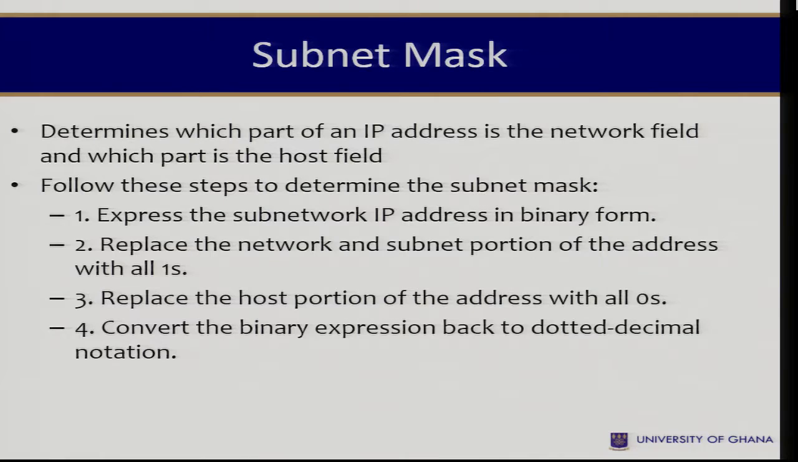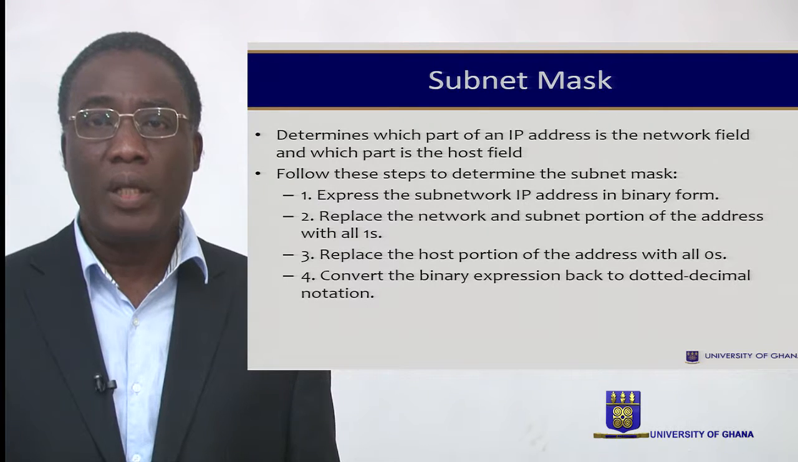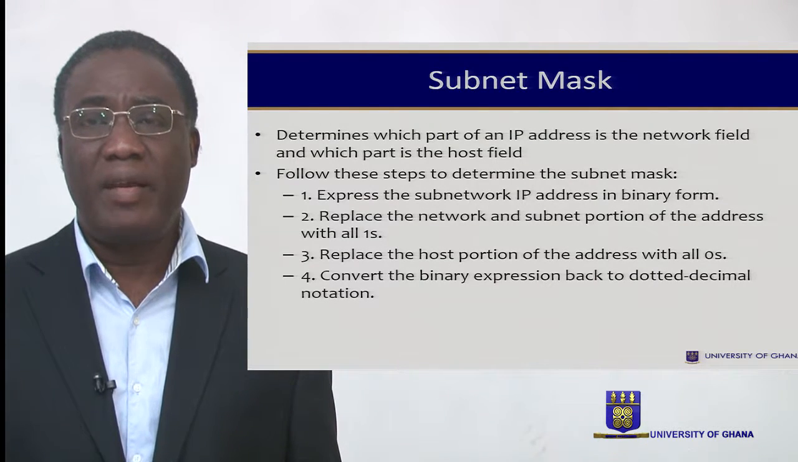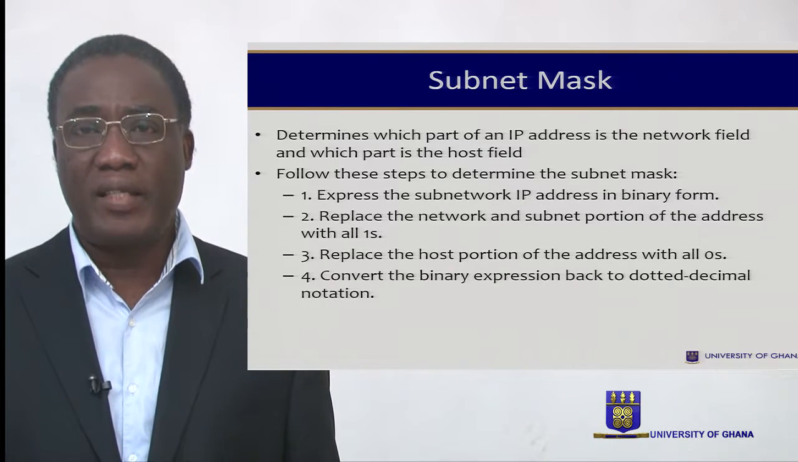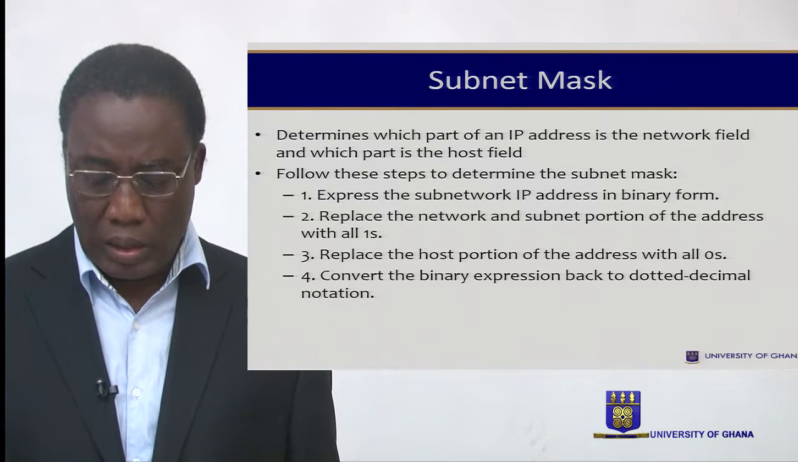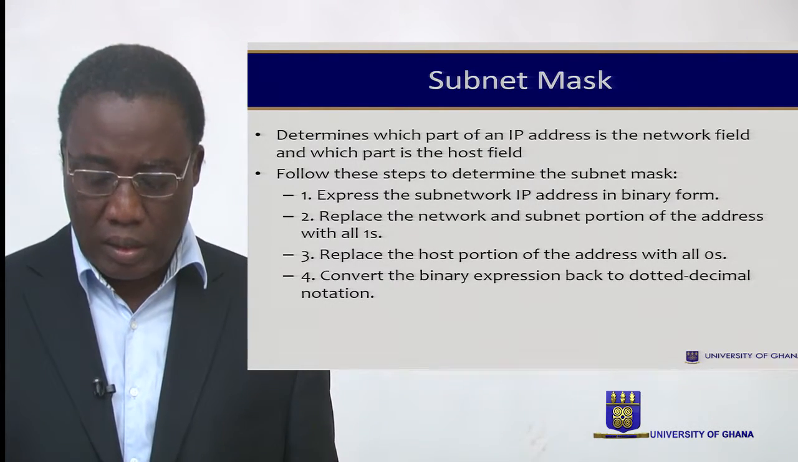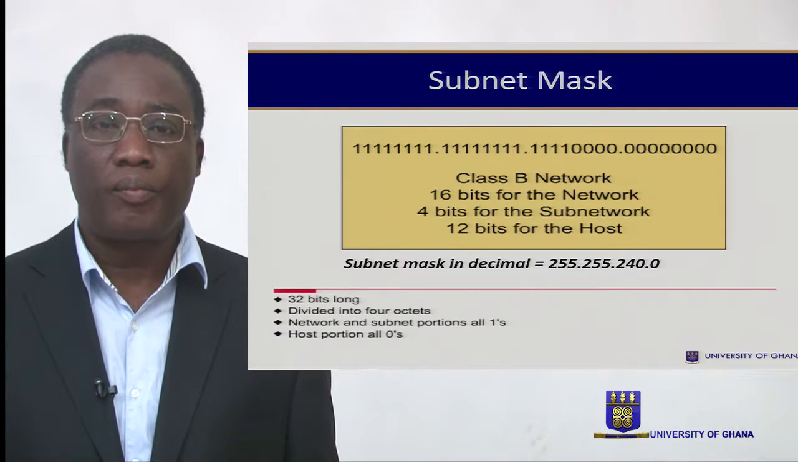Express a subnet IP address in binary form, replace the network and subnet portion of the address with all ones, and then replace the host portion of the address with all zeros. So then you create a subnet. Now if you then do a binary AND, you can actually reverse back to get the original network address.